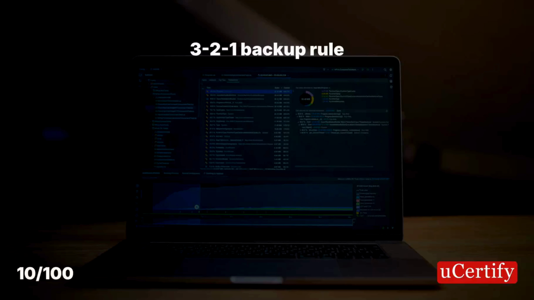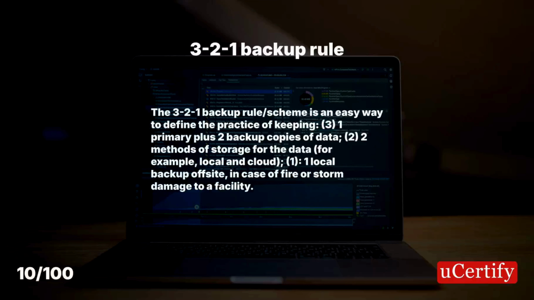Term: 3-2-1 backup rule. Definition: The 3-2-1 backup rule, or scheme, is an easy way to define the practice of keeping 3 copies of data, 1 primary plus 2 backup copies; 2 methods of storage for the data, for example, local and cloud; and 1 local backup off-site in case of fire or storm damage to a facility.